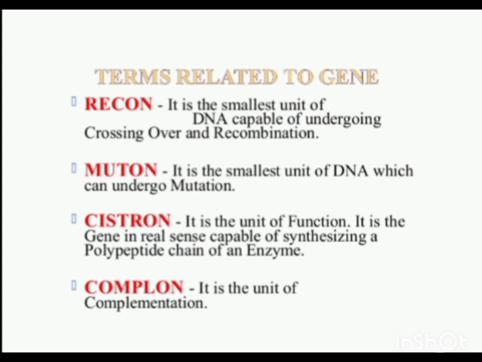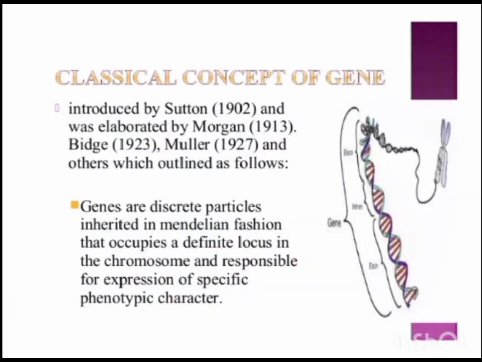Next, let's see about the classical concept of gene. It was introduced by Sutton in 1902 and was elaborated by Morgan in 1913, Bridges in 1923, Muller in 1927 and others, which is outlined as follows. Genes are discrete particles which are inherited in Mendelian fashion, occupy a definite locus in the chromosome, and are responsible for expression of a specific phenotypic character.